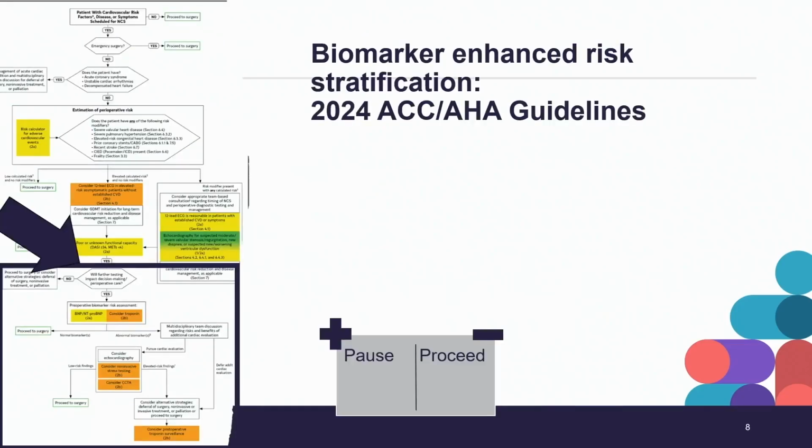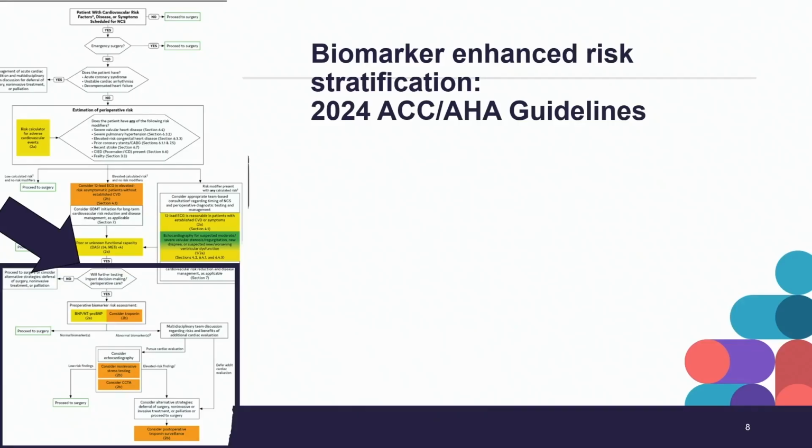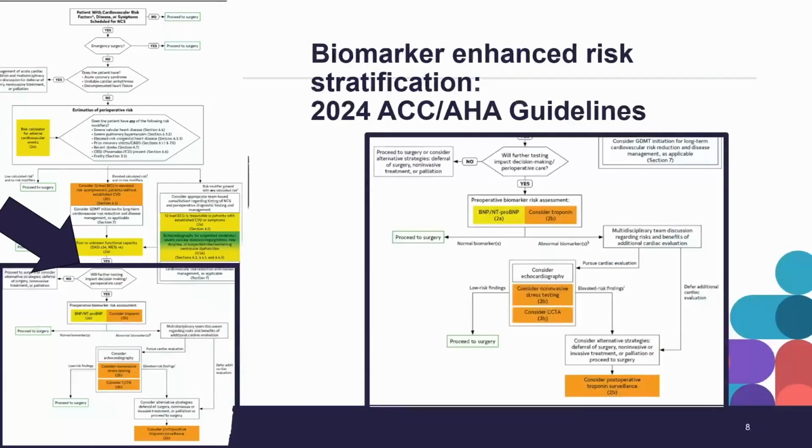This slide is adapted from the 2024 updated guidelines, and this first thick arrow here highlights the decision point where the addition of biomarkers is added to the pre-op assessment. And then here we zoom in on the branch point following cardiac biomarker testing. This is the point where if an NT-proBNP is positive, it suggests a pause and an opportunity to discuss the best path forward with a multidisciplinary team.